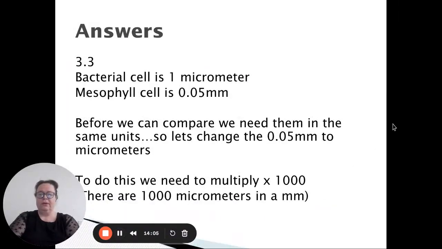Right, so I'm going to guide you through this answer. It asked us for a ratio of the sizes. So you should have written down bacterial cell is 1 micrometer, and the mesophyll cell is 0.05 millimeters. For us to do a ratio of sizes, we need to have them in the same units. So before we can compare, let's change the 0.05 millimeters to micrometers. Now, if you're not familiar, to do this, we need to multiply by 1,000 because there's 1,000 micrometers in a millimeter.